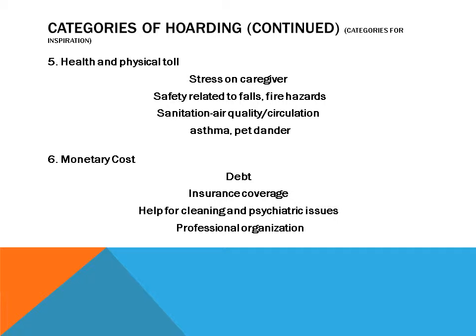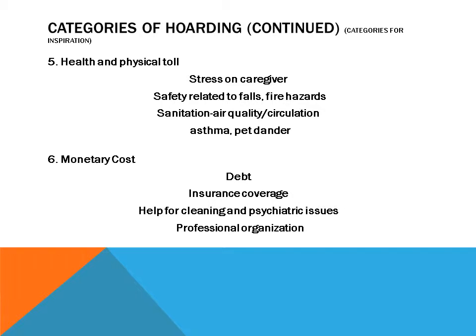There's also an issue with sanitation, proper air quality and circulation. And also a lot of these older adults have COPD or asthma, and they may even have pet dander or pet issues due to hoarding of animals.